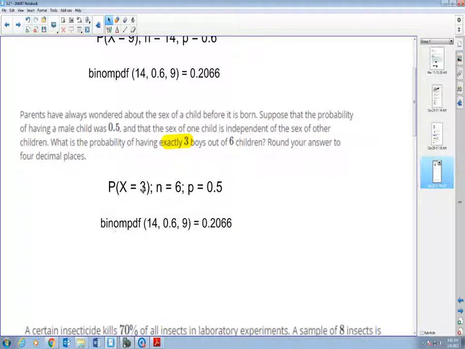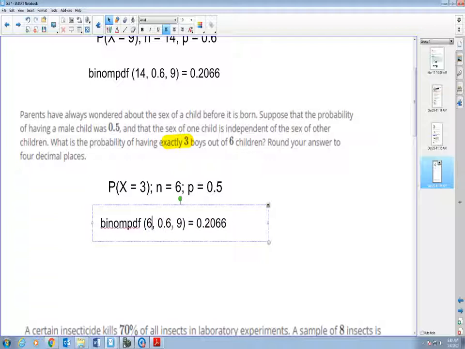So that will be binomial PDF again. Number of trials is 6. Probability of success is 0.5. Number of successes is 3. I want 3 boys.